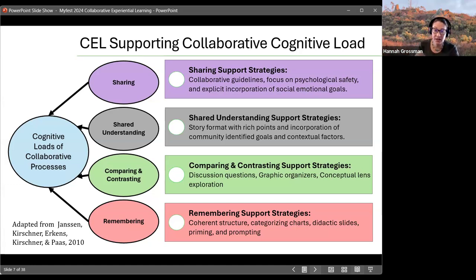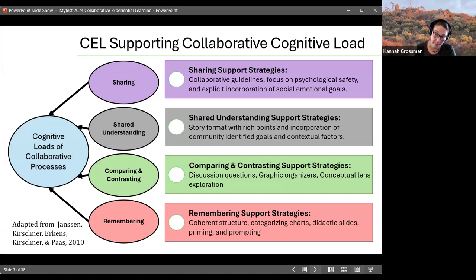Now, the fourth collaborative process load is the load of remembering. It's making sure that the right information that pops into your head to share at a time is actually connected to what you want to be sharing, and you can remember the information that you find valuable at the time you need to use it.